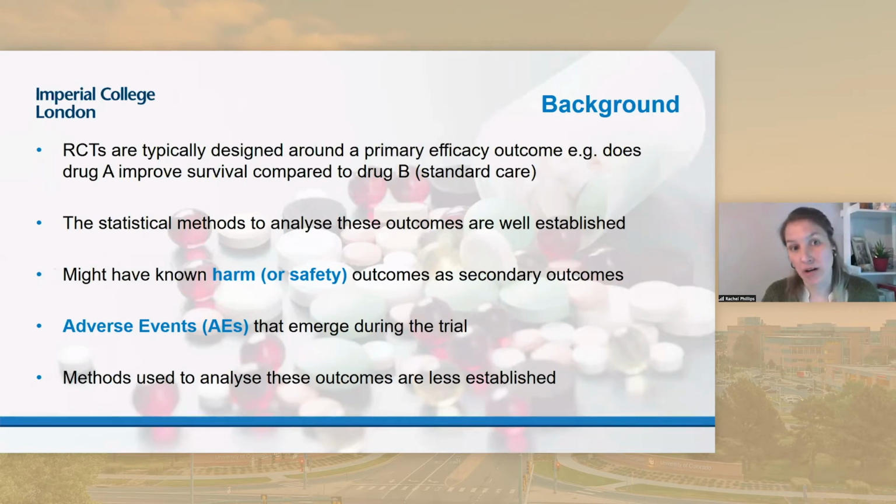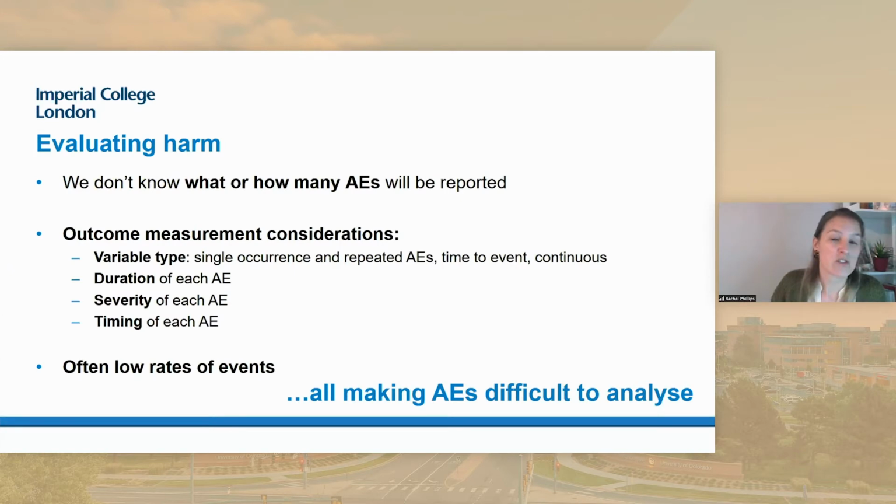Now, as well as this primary outcome, drug studies will have many secondary outcomes, which can include known pre-specified events relating to harm. And then we also collect any emerging untoward or harmful medical events, and these get termed adverse events. Now, despite these being standard outcomes in trials, the way we analyse them is not well established. So why is this? Well, primarily because such outcomes are complex and analysis is not simple.